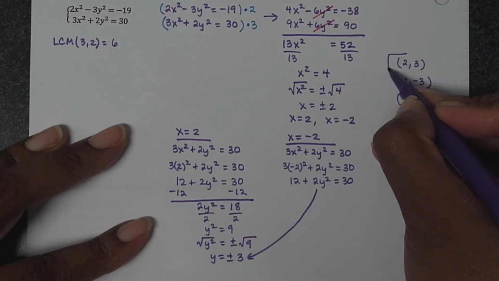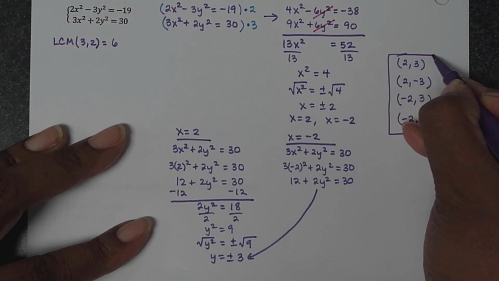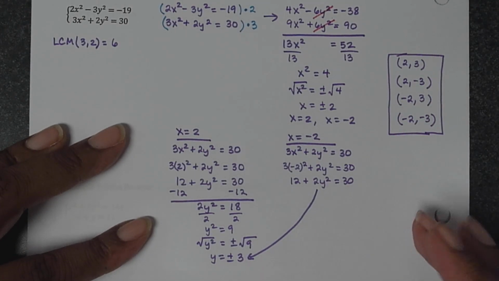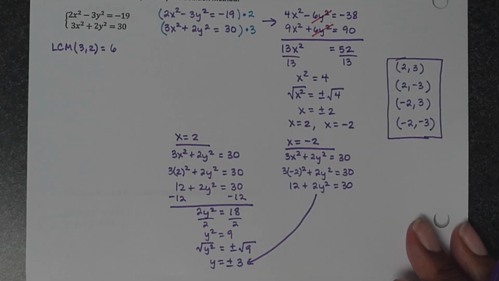So here I got 4 ordered pairs that satisfy this nonlinear system: (2, 3), (2, negative 3), (negative 2, 3), and (negative 2, negative 3).